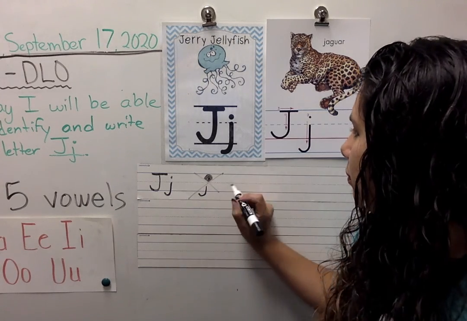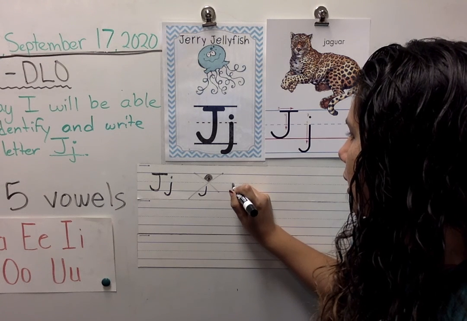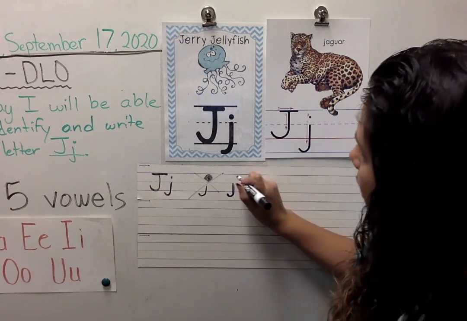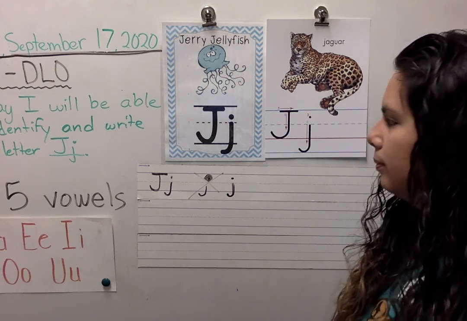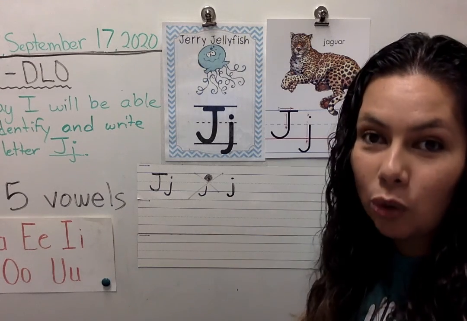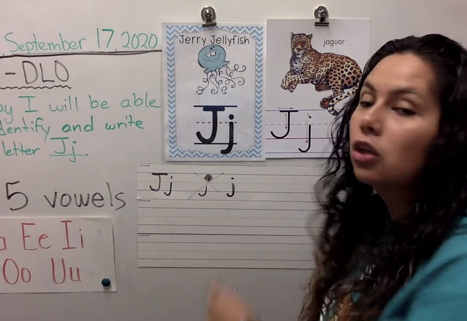Then when you want to do it, just make sure you go like this. Start at the midline. Come underneath, stop, you are allowed to, and then just do a little dot, okay? Don't do a big lollipop that takes up the whole top part of that line right there, okay? So that's our lowercase j.